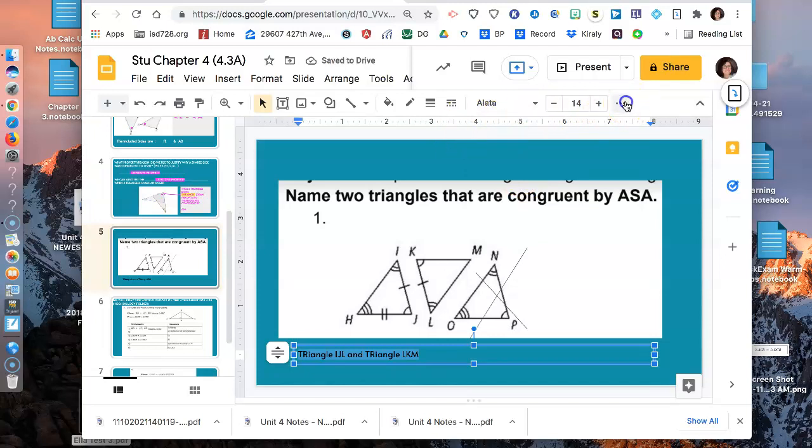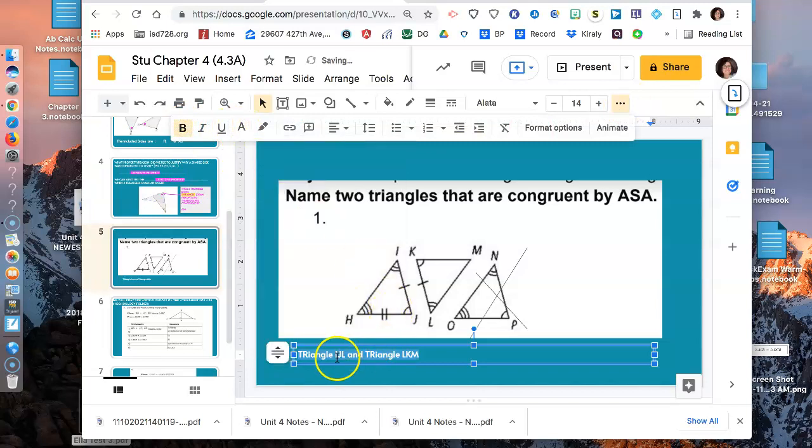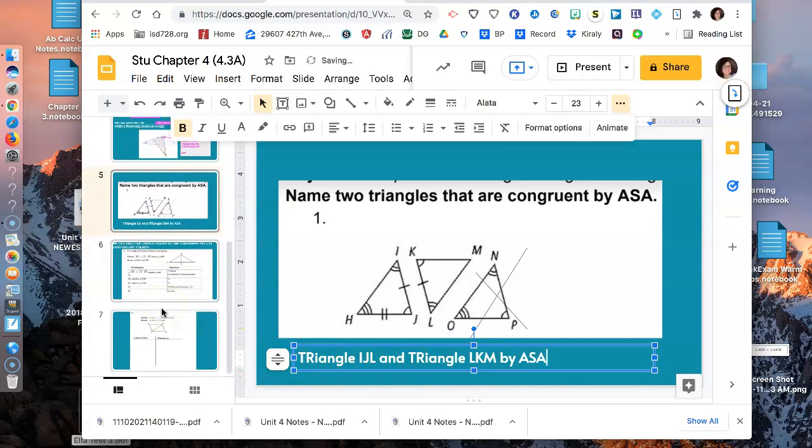And again, let's go bold and let's go white so it stands out nicer, and let's even make it bigger so we don't have as much to clean up next week. Okay, we would say those are congruent by our new guy, angle, side, angle. Well, you should know what's coming up next.